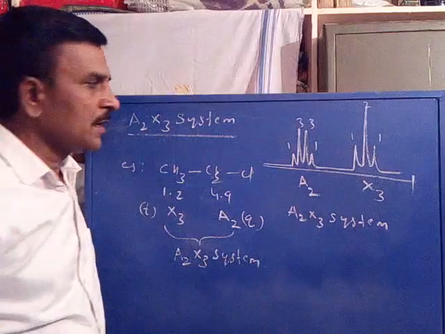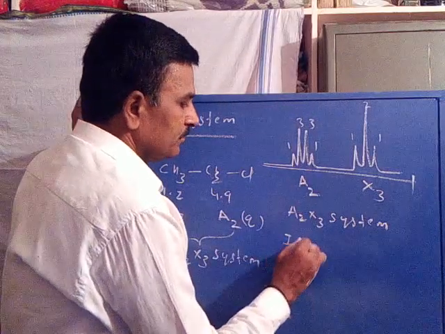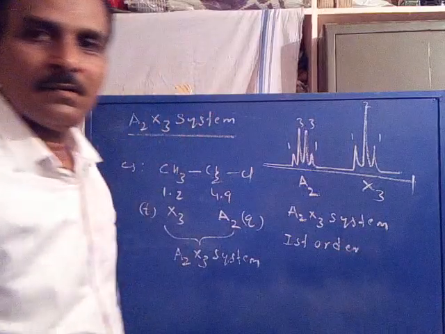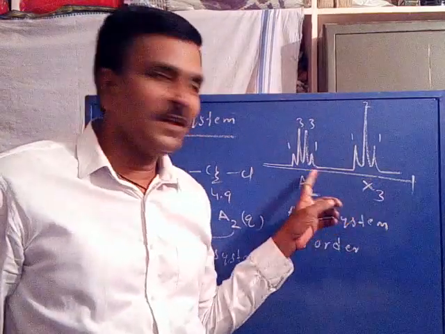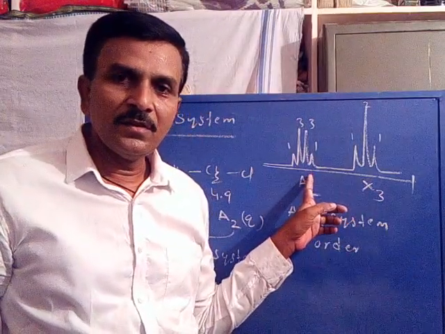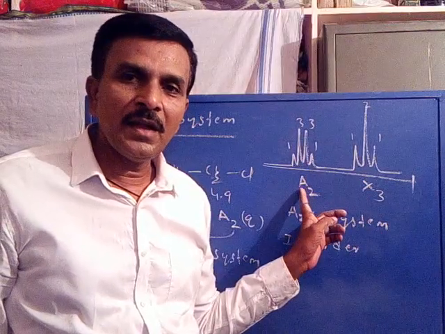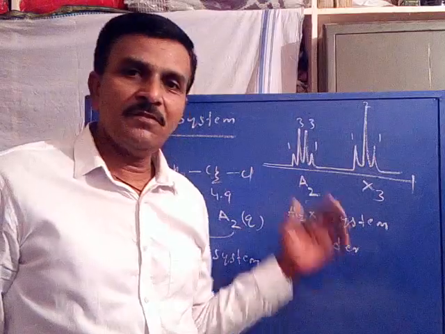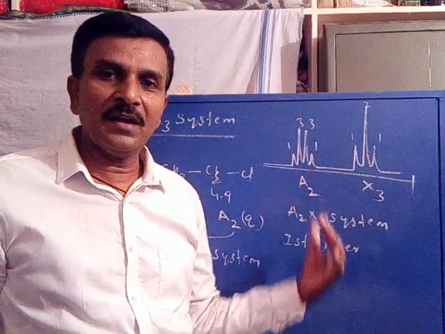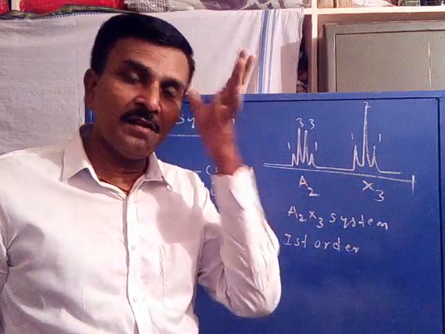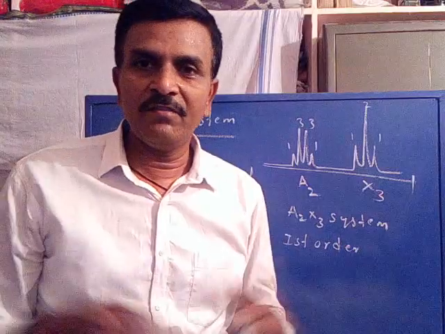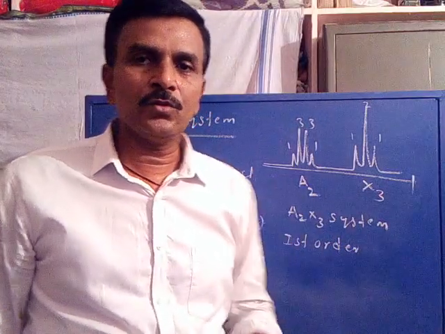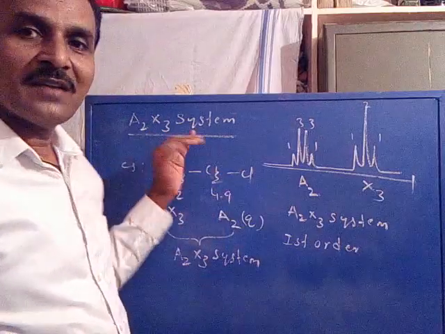A2X3 system comes under first order. Why is it first order? Because the frequency difference is large. Therefore, we designate each set of proton with AMX letters. Hence, when we designate with AMX letters, the spectrum comes under first order. When there is a large frequency difference between the coupled proton, the spectrum comes under first order. So, this is about A2X3 system.